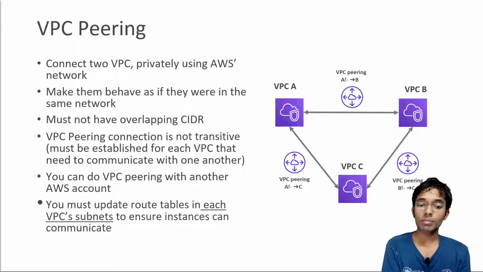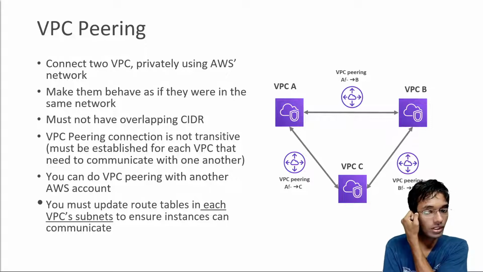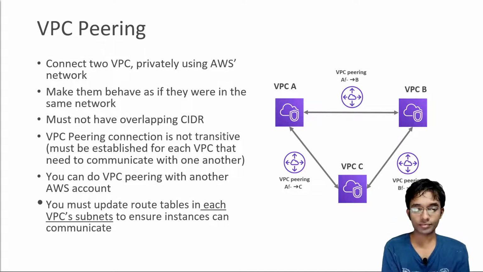So the VPC peering connection is not transitive. This is something you should know as well, which means that if you are establishing a connection with another VPC, for example VPC C, and you create a VPC peering connection between A and C, because VPC peering is not transitive, instances in VPC B cannot talk to instances in VPC C. That is just not allowed.